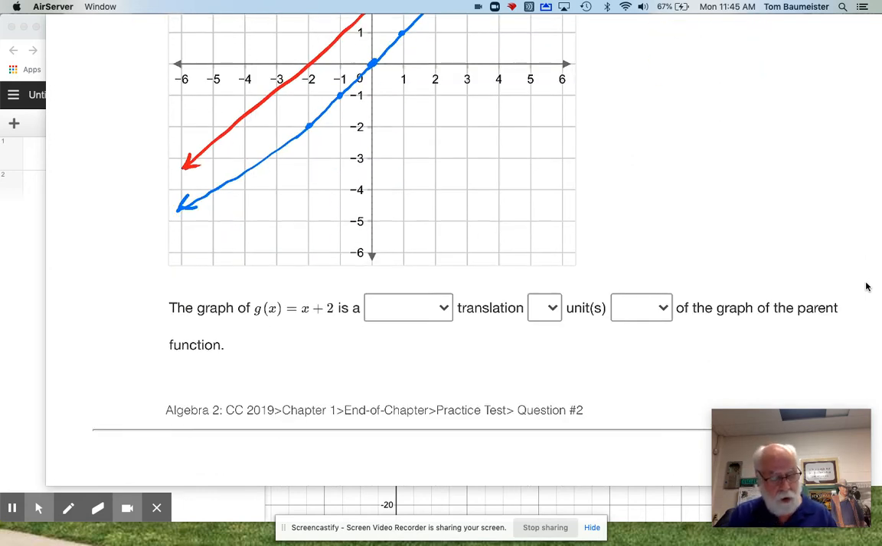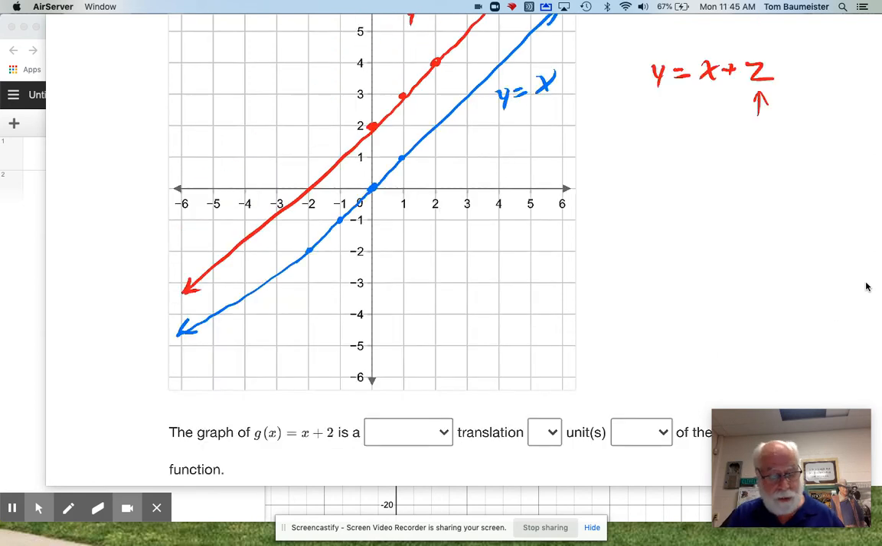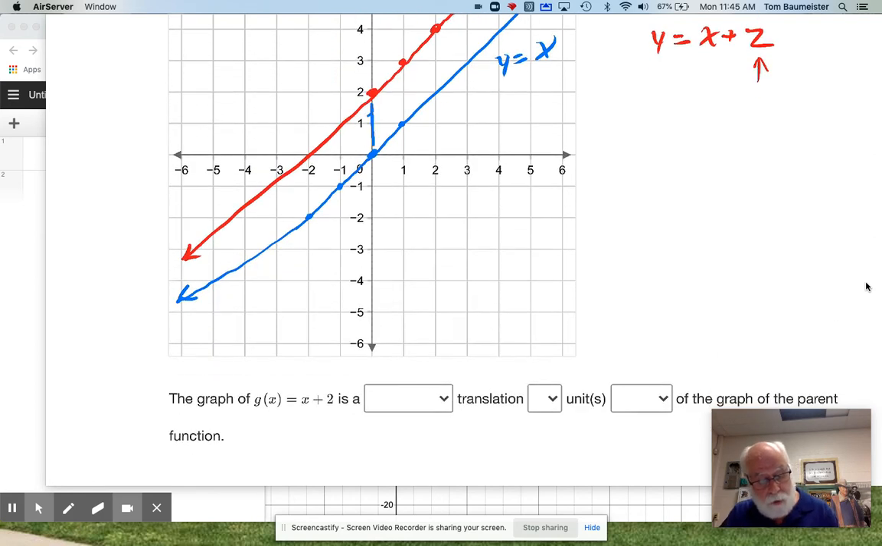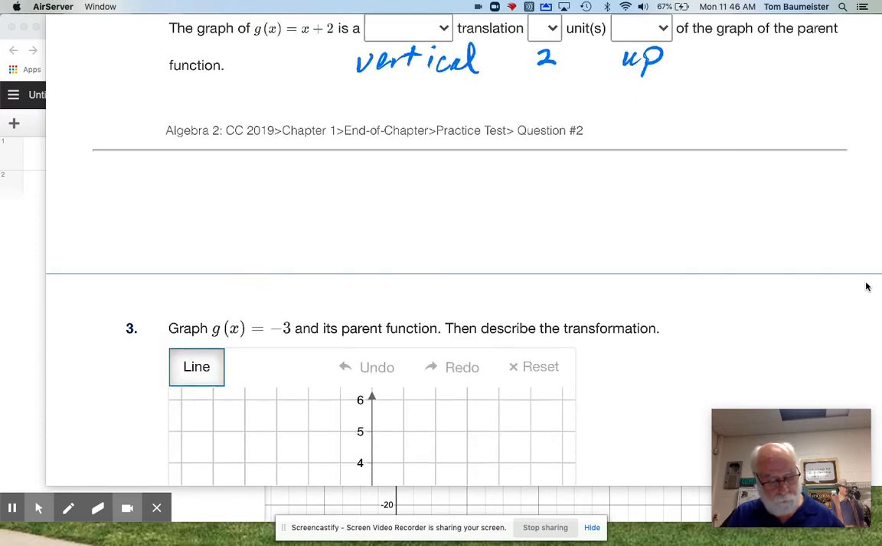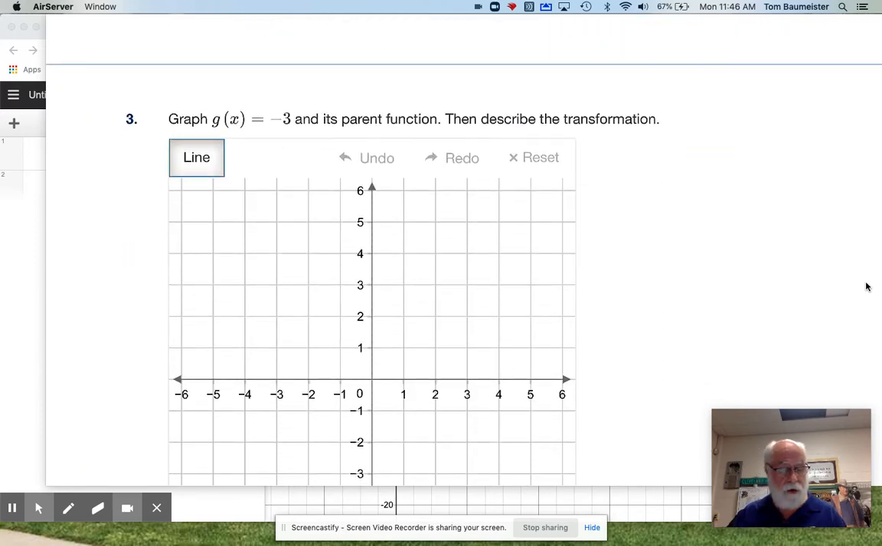And what are they asking us? The graph of x plus 2 is, and it's going to be a drop-down menu. So remember, on this one here, what did I do? I went up, so it's going to be vertical. Translation, I went up how many units? I went up 2, right? I went 2 up the graph of the parent function.